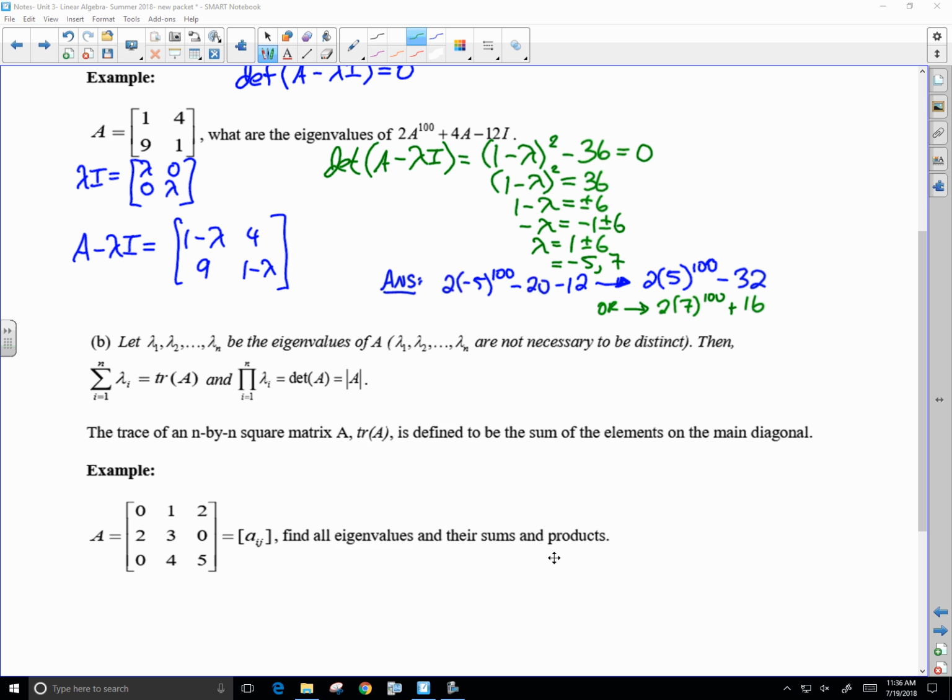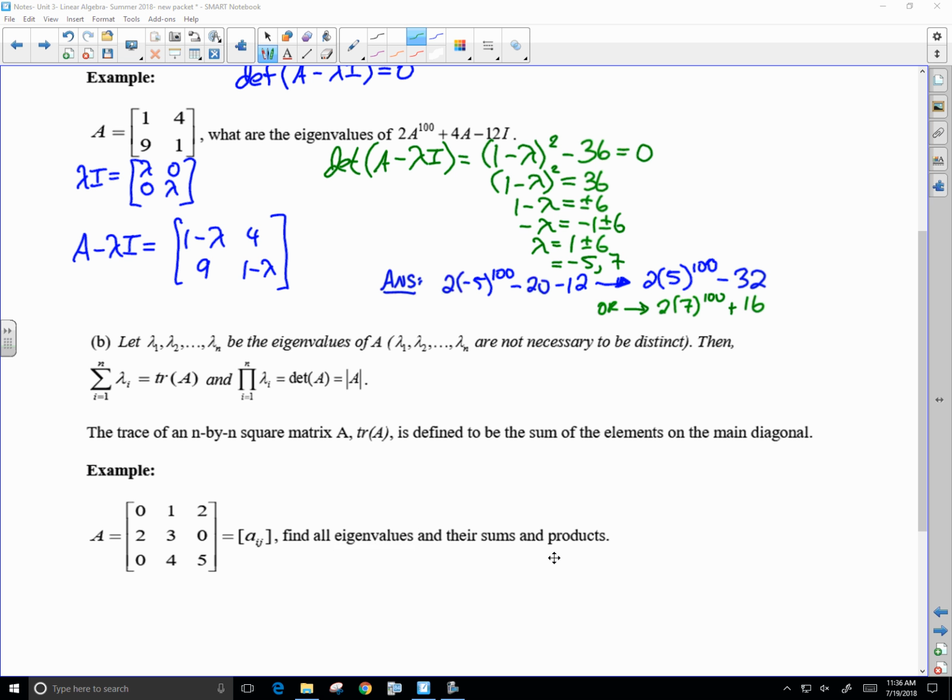Anyway, so the trace of an n by n square matrix is defined as the sum of the elements on the main diagonal, right? So yeah, more on that later. More on everything later. I promise there will be a payoff. It's actually pretty cool.